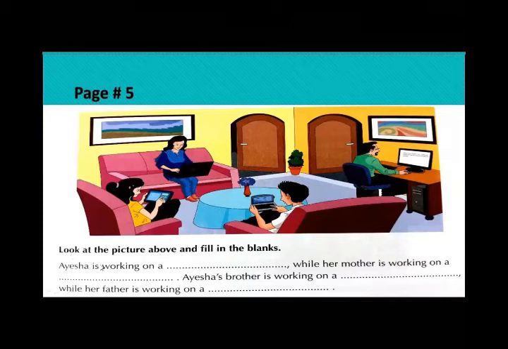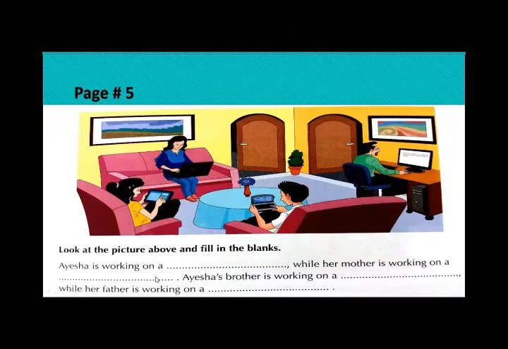Okay, Aisha is working on a dash. See Aisha very carefully. Which type of computer is she using? She is using the tablet computer. In the first blank, we will write tablet computer. How do we know? Because she is touching the tablet with her finger, and we know that we work on the tablet computer by touching with the finger. So she is working on a tablet computer, while her mother is working on a dash.